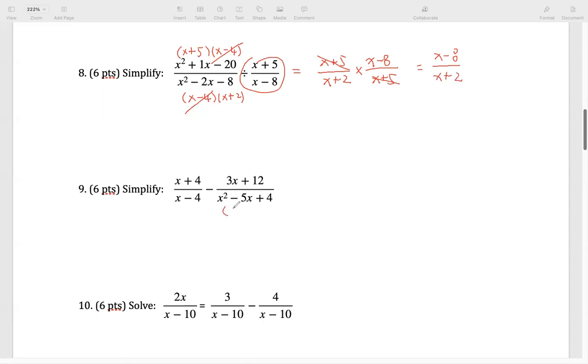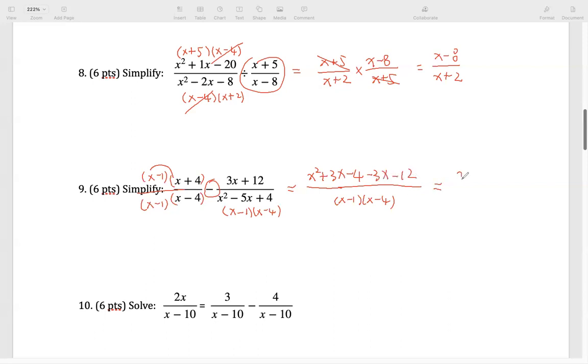Subtraction. Well, this denominator can be factored as x minus 1, x minus 4. So that means we want to multiply this by x minus 1 because we need a common denominator. By doing so, we have a common denominator of x minus 1, x minus 4. In the numerator, we have x squared, or minus 1x plus 4x, that's plus 3x. Minus 1 times 4, that's minus 4. Then this is minus 3x minus 12.